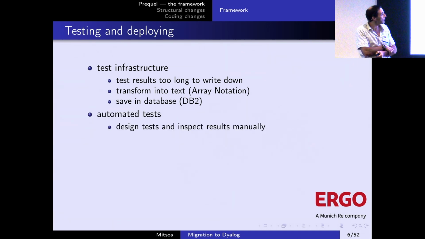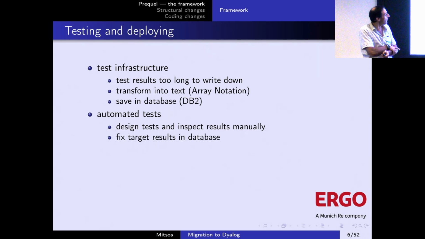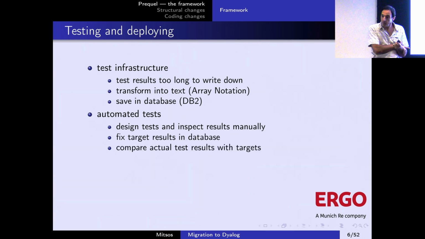So building the tests means I design them first, inspect the results manually until I'm happy with them, and then I fix the targets in the database. The actual test is the comparison between target results and actual results. It's also documented in DB2 for internal audit purposes. The formality of auditing is almost more important than the testing itself.